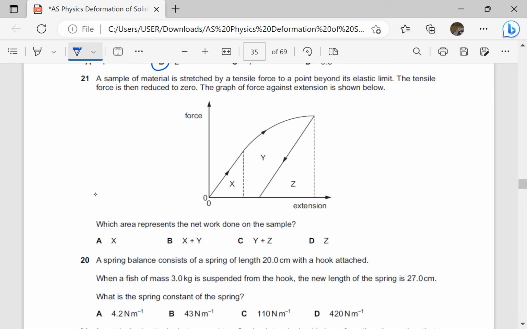A sample of material is stretched by a tensile force to a point beyond its elastic limit. Tensile force is then reduced to 0. The graph of force against extension is shown below. Which area represents the net work done on the sample? So the net work done on the sample is going to be the area under this part plus the area under that part there. Therefore, our answer is going to be X plus Y, the net work done on the sample.